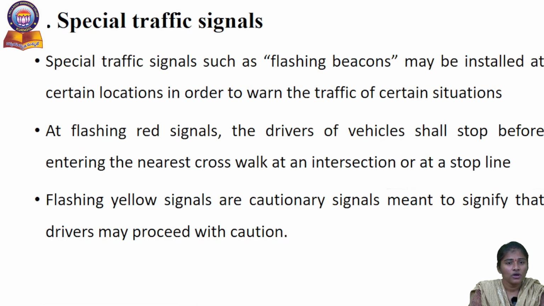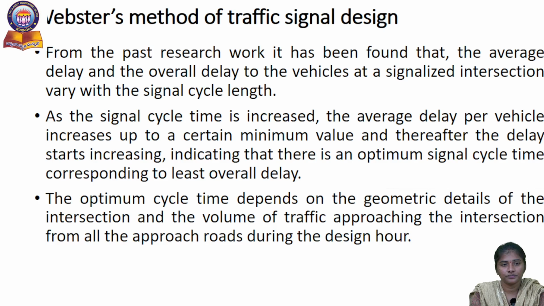So next we have special traffic signals. Here special traffic signals such as flashing beacons may be installed at certain locations in order to warn the traffic of certain situations. So the flashing red light will be there. The drivers of the vehicle shall stop before entering the nearest crosswalk at intersection, or they will completely stop at the stop line. Next, flashing yellow signals are cautionary signals meant to signify that drivers may proceed with caution.